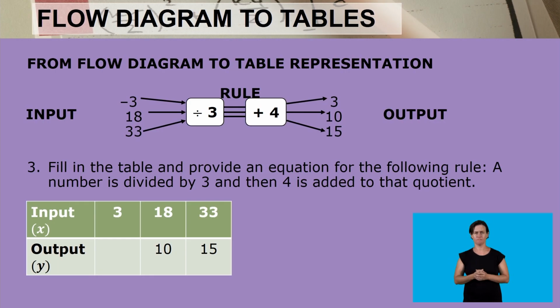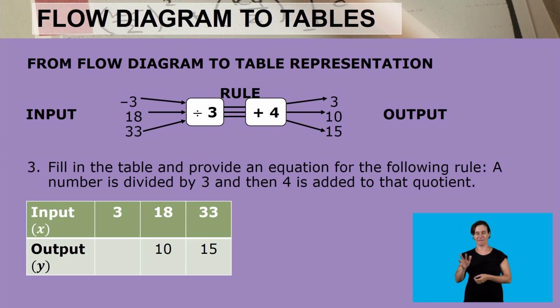So here again, we've been given that flow diagram that we've already calculated, and we are supposed to fill in the table and provide an equation for the following rule. So as we can see from the flow diagram and in the statement given, the rule is that a number is divided by 3 and then 4 is added. So we are going to do that. So we can see that with an input of 18, we already have the output of 10. So that has been filled out for us as shown in the flow diagram. Then with an input of 33, we already have the output of 15.